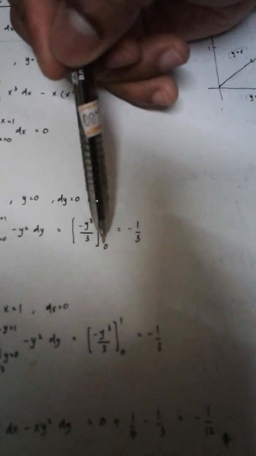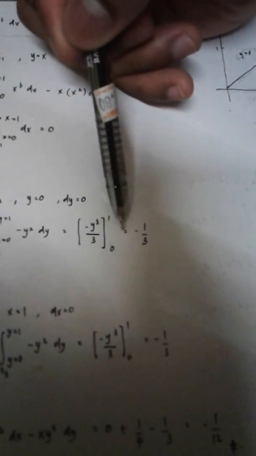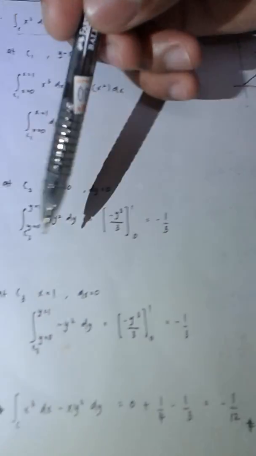Next, at C2, y is equal to 0. Then we will know that dy is equal to 0. Plug dy equal to 0 into the given equation, and we will get this equation. Using line integral, we integrate the equation, and then we will get negative y cubed over 3. Then input the lower limit 0 and upper limit 1, we will get negative 1 over 3.